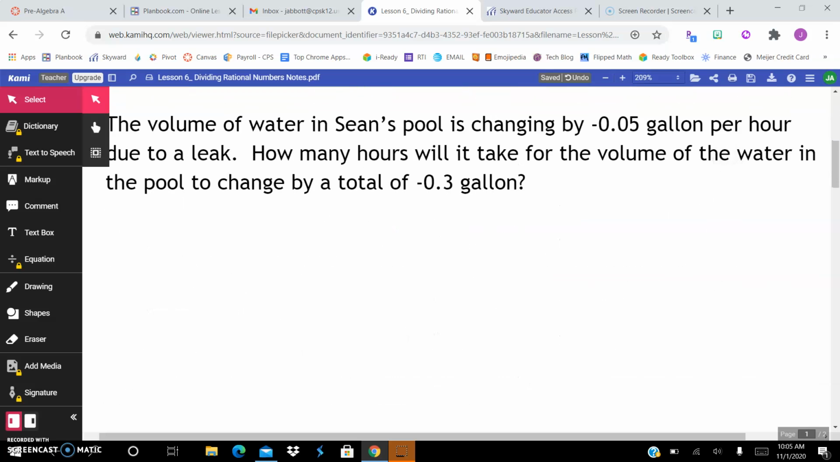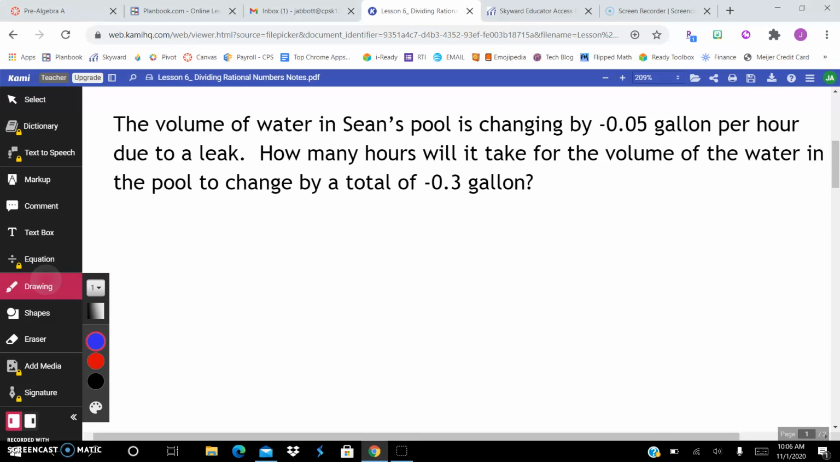So for example here, the volume of water in Sean's pool is changing by negative 0.05 of a gallon per hour due to a leak. How many hours will it take for the volume of the water in the pool to change by a total of negative 0.3 of a gallon? We need to know how many negative 0.05 are in negative 0.3. So we are going to take the total that we want to know. It's going to total change by the negative 0.3, and we're going to divide that by the negative 0.05.